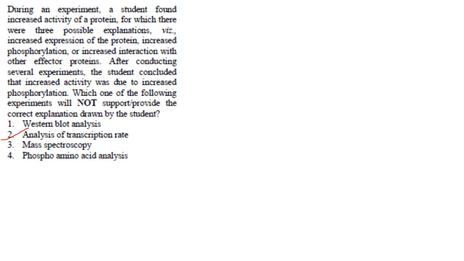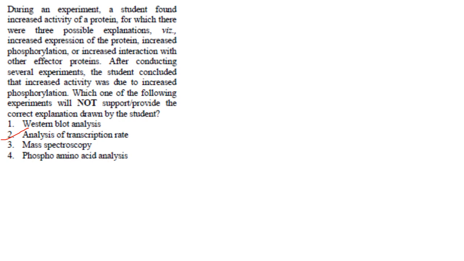Then next one. During an experiment, a student found increased activity of a protein for which there were 3 possible explanations: increased expression of the protein, increased phosphorylation, or increased interaction with other effector proteins. After conducting several experiments, the student concluded that increased activity was due to increased phosphorylation. Which of the following experiments will not support or provide the correct explanation drawn by the student?